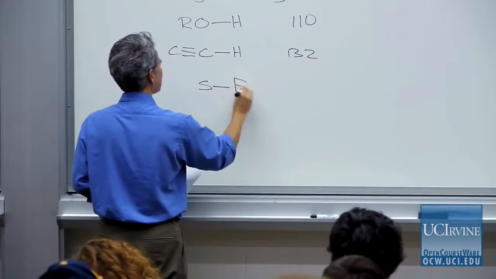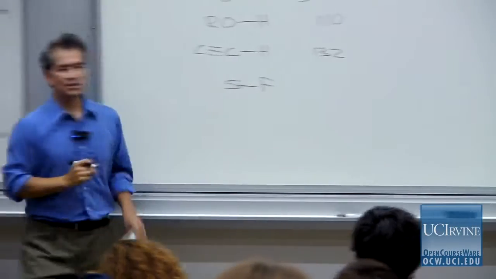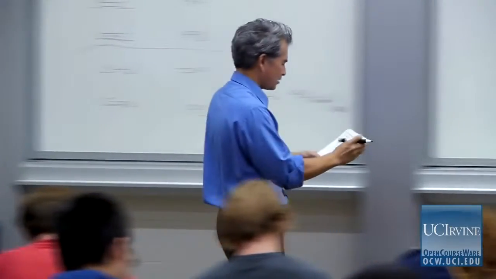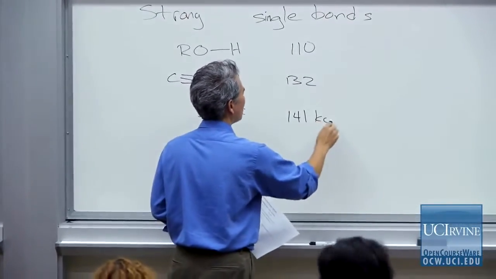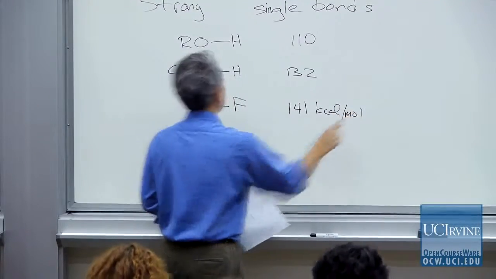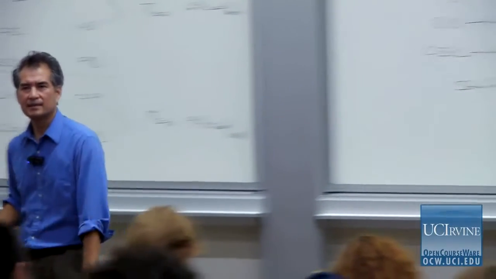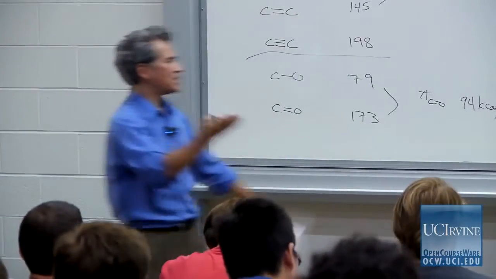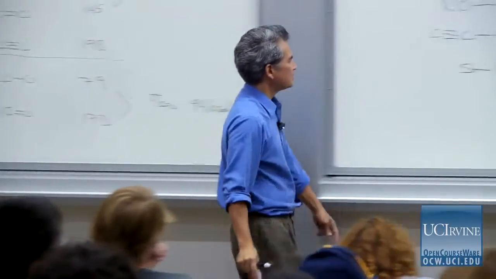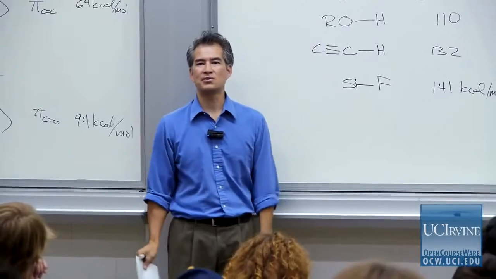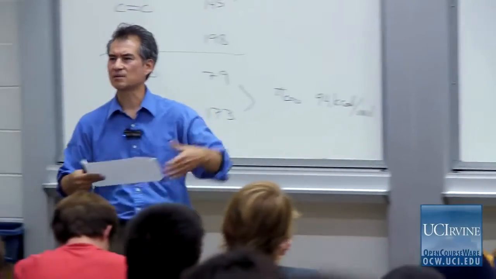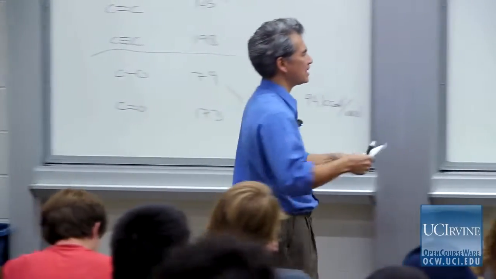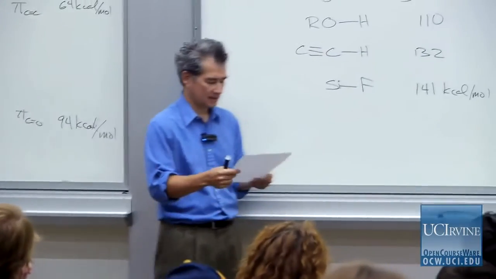Okay, things I have not yet talked about. Silicon fluorine. Oh my God. Crazy stability here. 141 kcals per mole for the stability of a silicon fluorine bond. This is why you use tetrabutyl ammonium fluoride to deprotect silyl ethers, because you get this huge thermodynamic driving force. You also get kinetic speed associated with that process. But it's hugely thermodynamically driven to form silicon fluorine bonds.